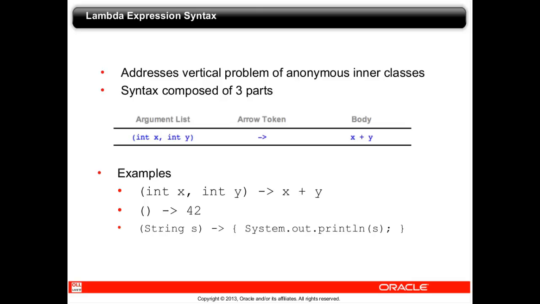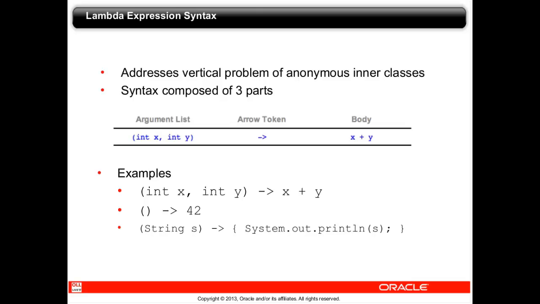Now that can be an expression. Here, for example, we have two ints, so this expression will return an int. This one has no arguments, but I'm going to return the integer 42. And then finally, in this third example, I have a string argument, and I'm not returning anything.